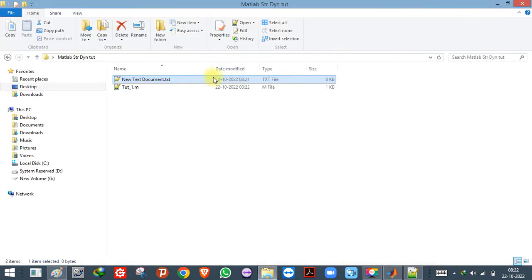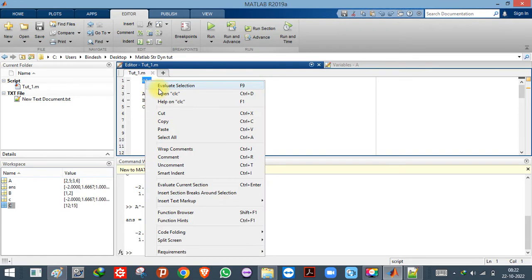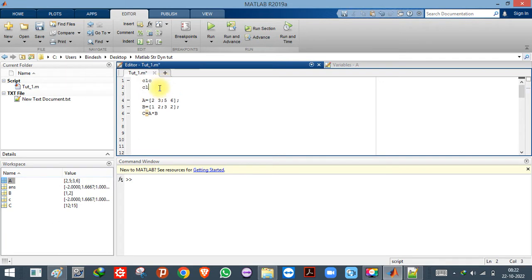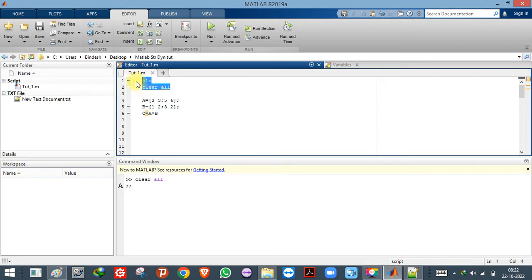Now one thing I forgot to mention is that clc will clear the screen. If I simply select this and execute clc, it will clear the screen, but the variables are not cleared. If you want to delete all variables, you can simply write clear all. If I select this, it will clear all the variables. I always use these two things when I want to assign a new variable.